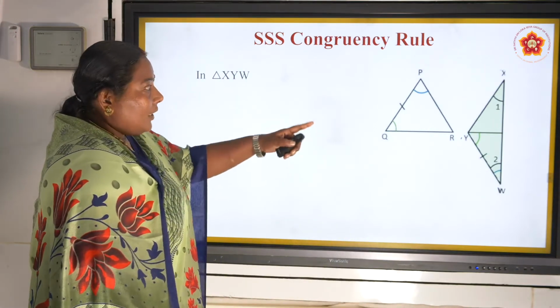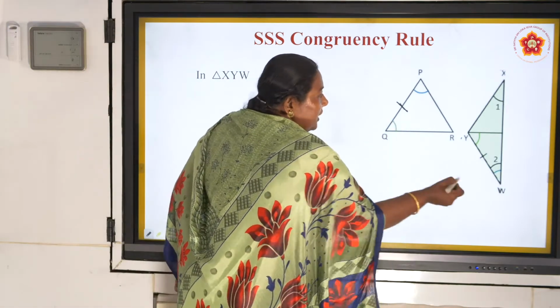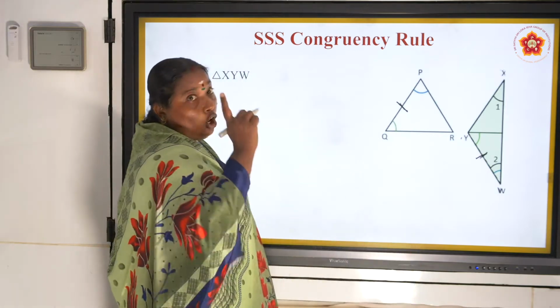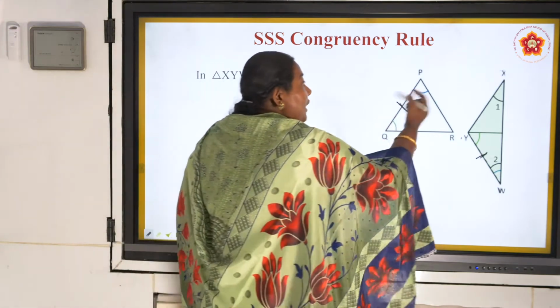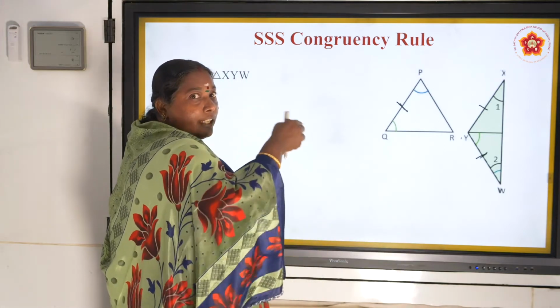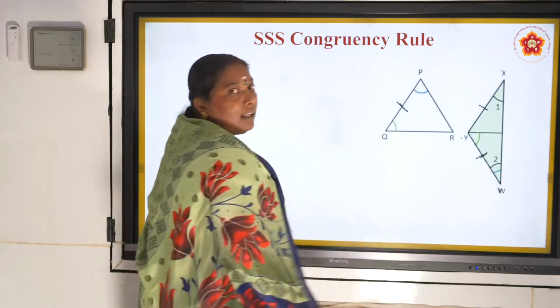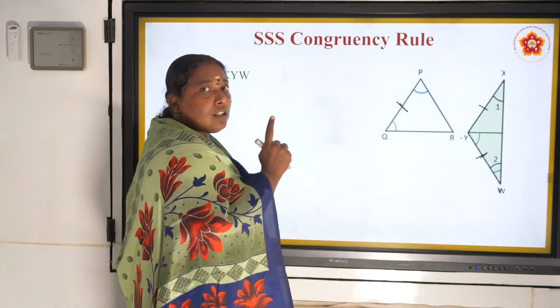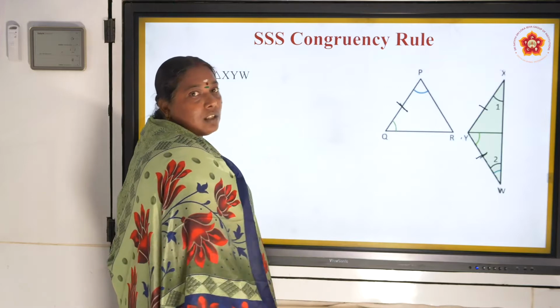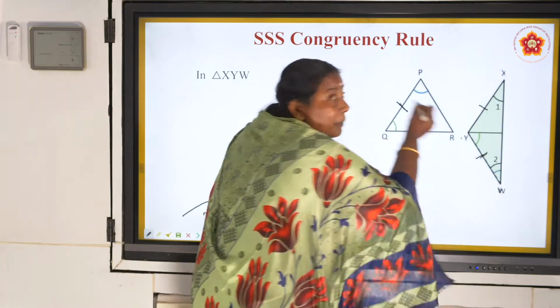In XYW, my construction PQ is equal to YZ, but already they have given PQ is equal to XY. Can you see what is that? It's a two-side equal triangle. So immediately your brain, what it should tell? Yes, it is an isosceles triangle. If it is an isosceles triangle, their angles should be equal.